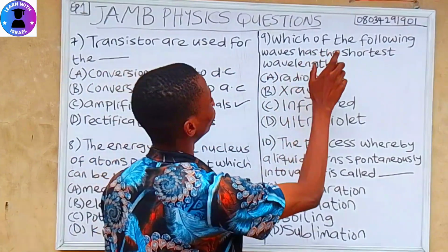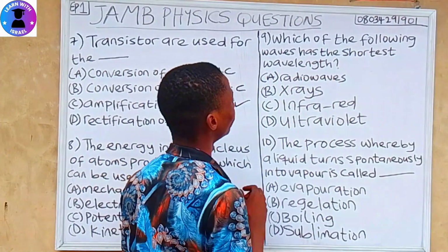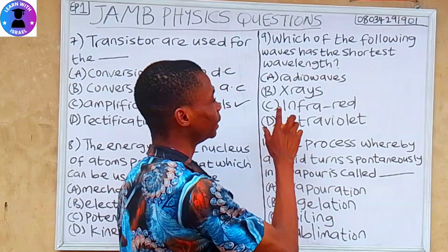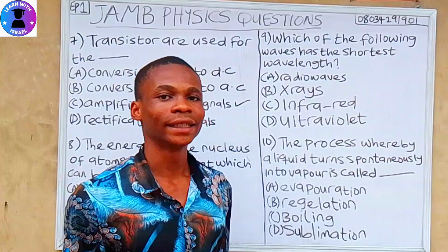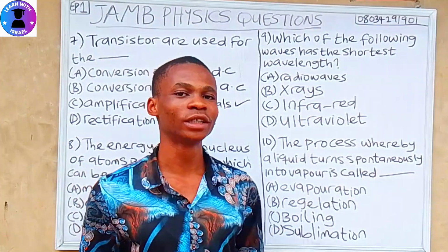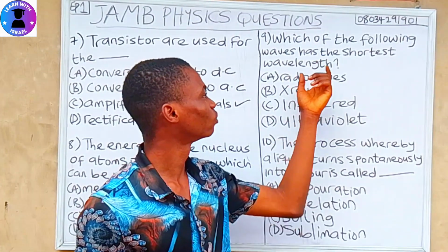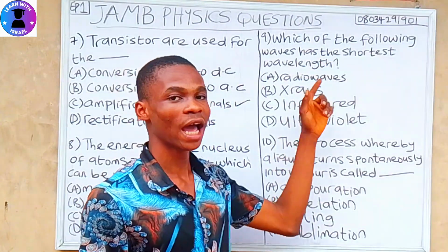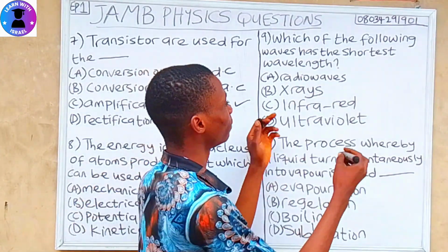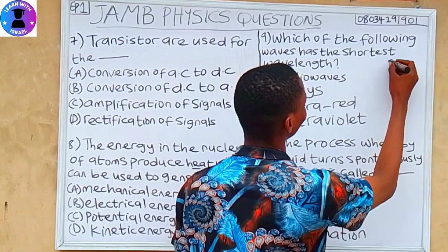Question 9. Which of the following waves has the shortest wavelength? A, radio waves, B, X-ray, C, infrared, D, ultraviolet. So guys, I'll be giving you an acronym to understand the concept of wavelength. You know this question is under electromagnetic waves. So let me write out the acronym.